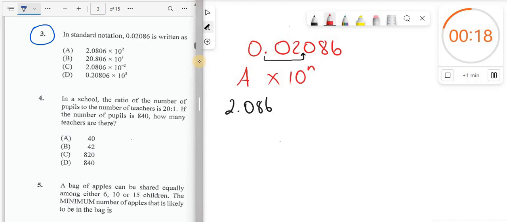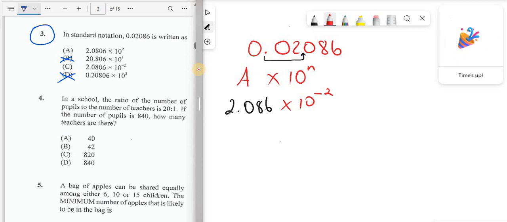So right away, we realize we can cancel off what? B can cancel off D as well. Now times the power of 10. Now what power of 10 will we use? Well, we want to write a power of 10 so that we can actually get back to the original, which is actually have to move to the left, and so we use a negative. And since it's two places, our solution will be -2. So it's 2.086 times 10 to the -2 power. So our answer is going to be C.